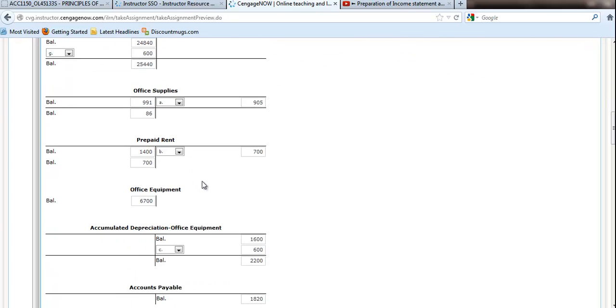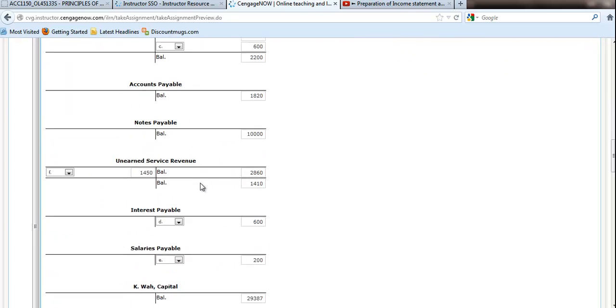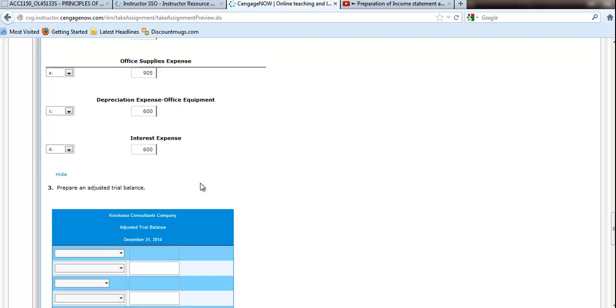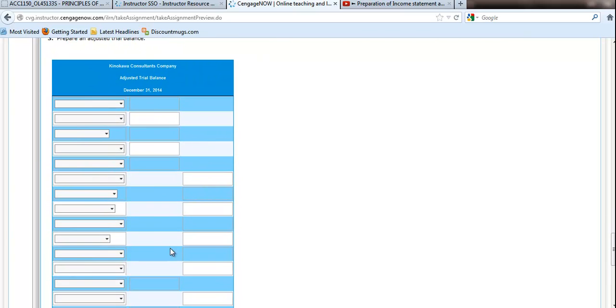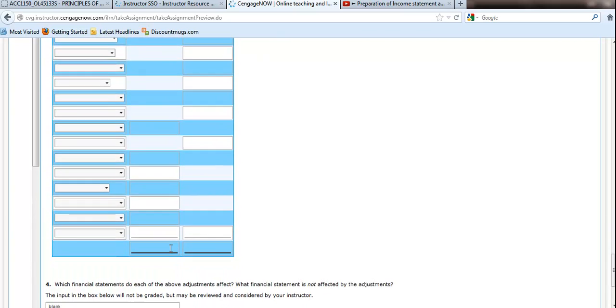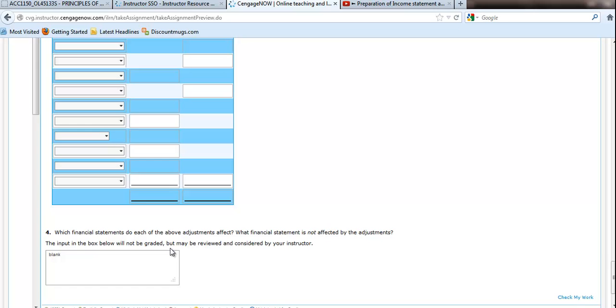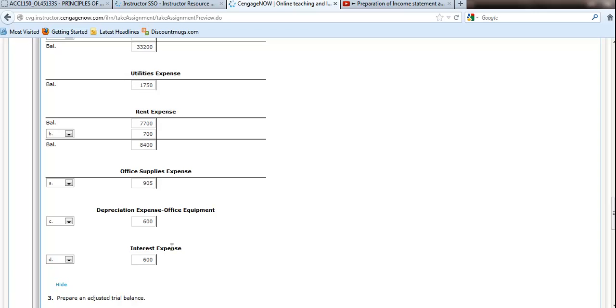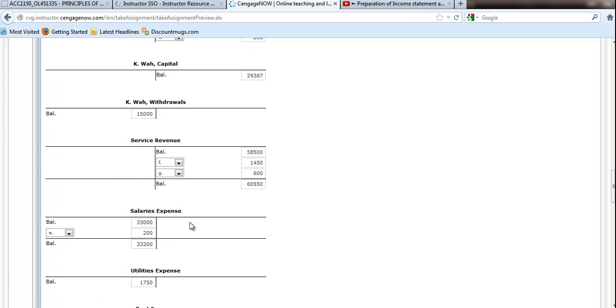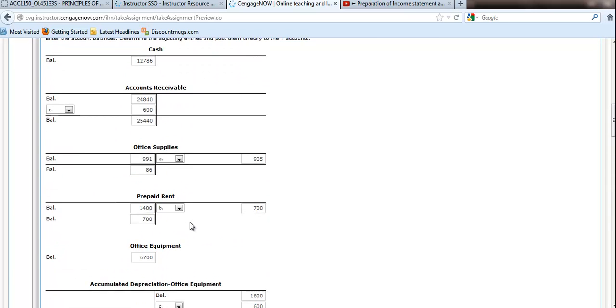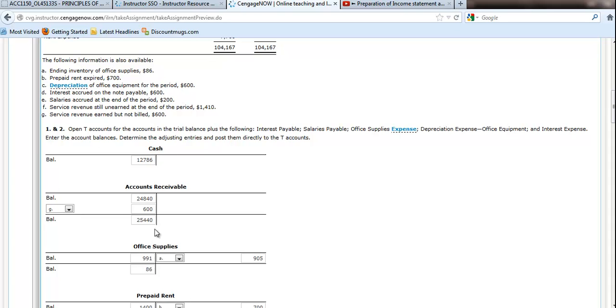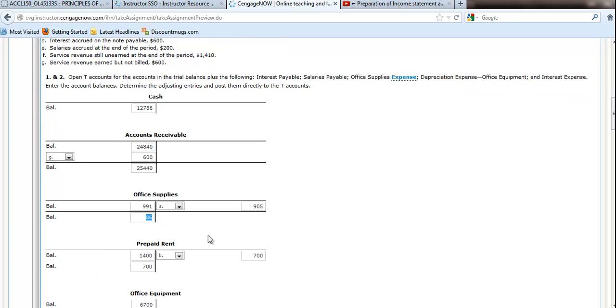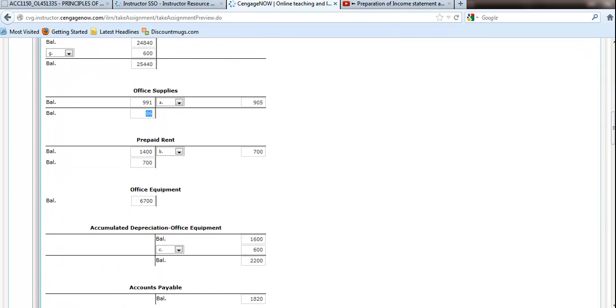Okay, so that gets me through A through G. Now I have balances on all of my accounts, and what we're going to do next is prepare an adjusted trial balance. Now remember, adjusted trial balance is just the balance of all of my accounts after adjustments have been made. So what I'm going to do is I have to scroll through and I'll put them in order that you see in the T accounts. Cash, accounts receivable. This balance will go to cash. This balance will go to accounts receivable. This balance will go to office supplies.